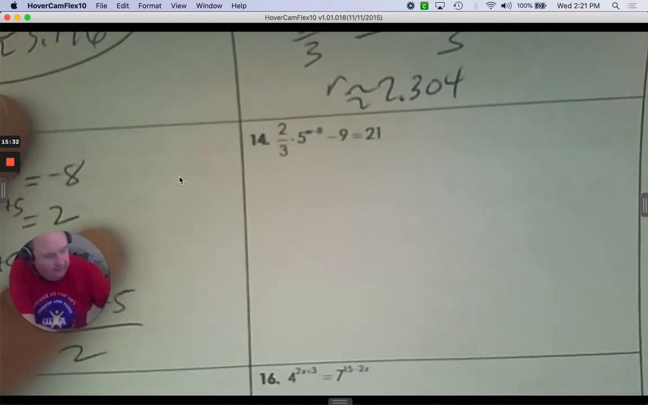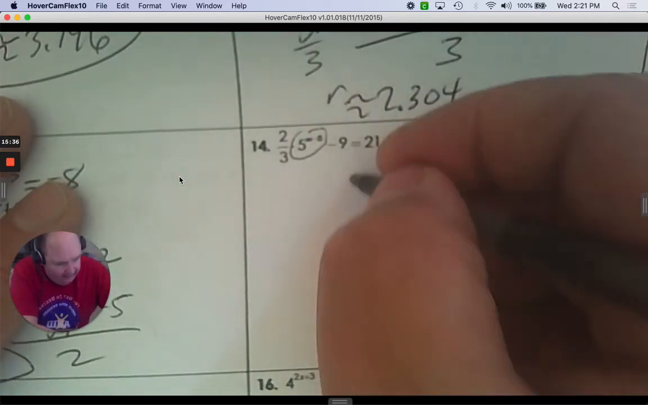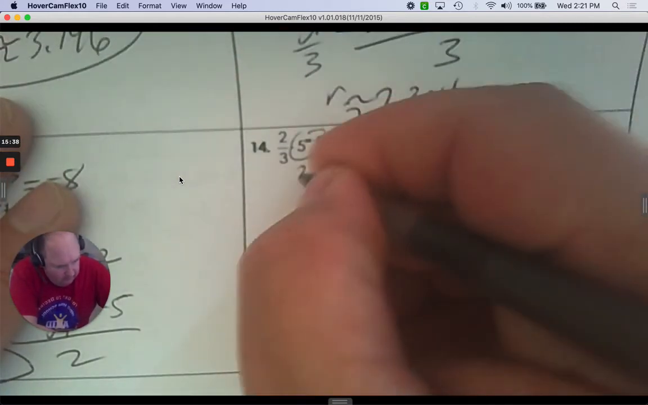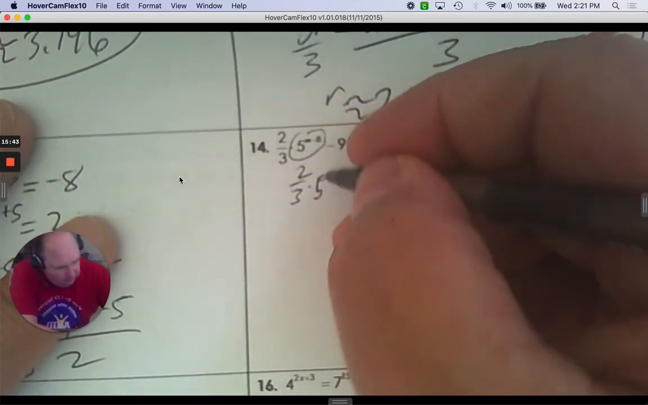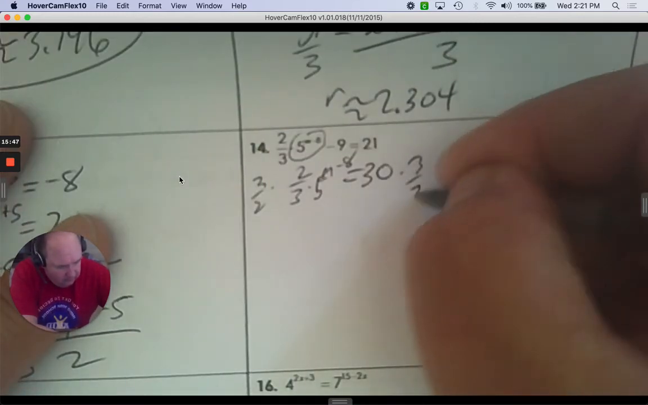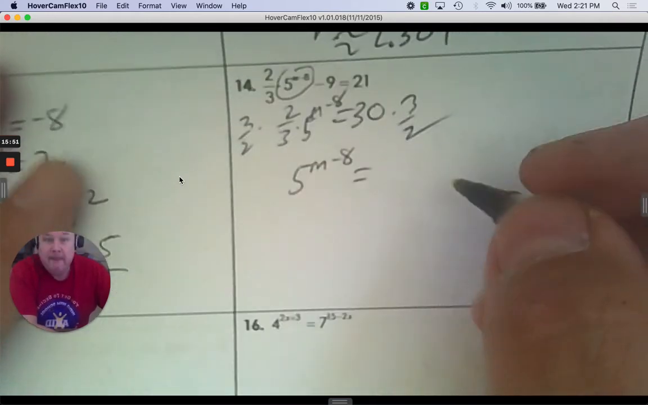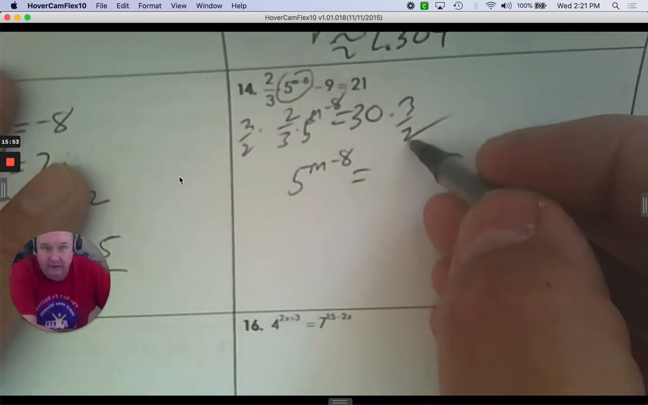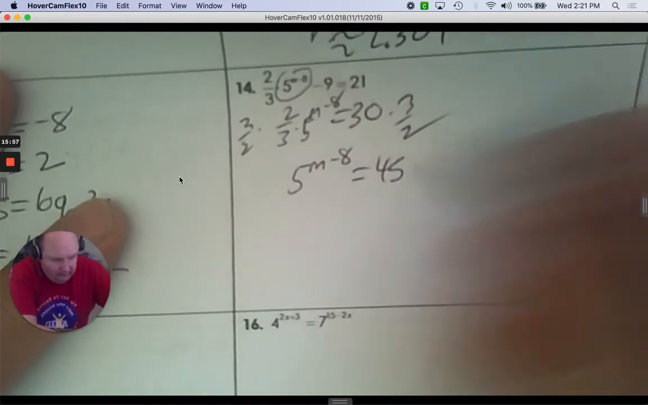All right, identify the exponential and then isolate it. So add 9. And to undo a fraction, you do the reciprocal. That's m subtract 8. Make sure I got that. So the reciprocal is 3 over 2. So do the reciprocal to both sides. This is 15 times 3, or 90 divided by 2. However you want to look at it, it's 45.